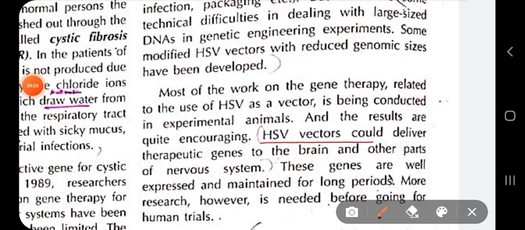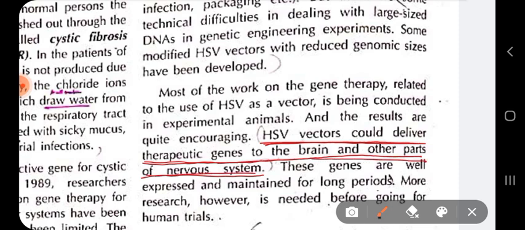Herpes simplex virus vector could deliver therapeutic genes to the brain and other parts of the nervous system. So they are targeted to the brain only and to the nervous system only, related with neurological disorders, immunological tumors, metabolic disorders which are associated with the nervous system only. So these viral vectors can be used to deliver their therapeutic gene to the brain and other parts of the nervous system.